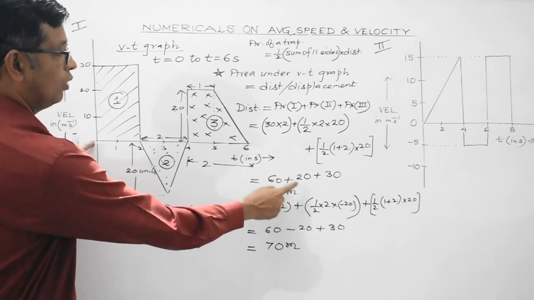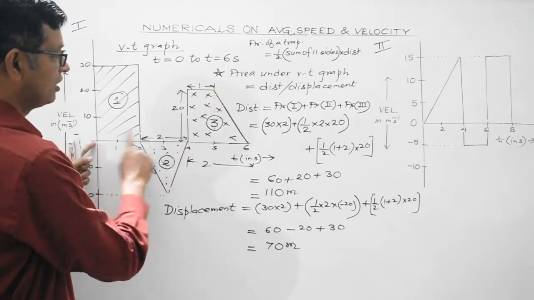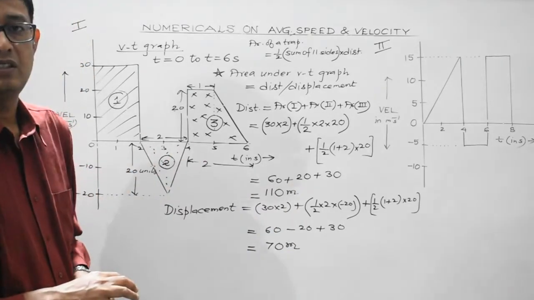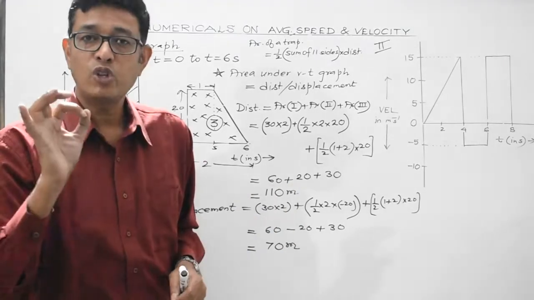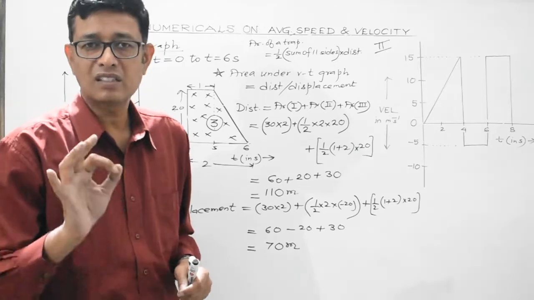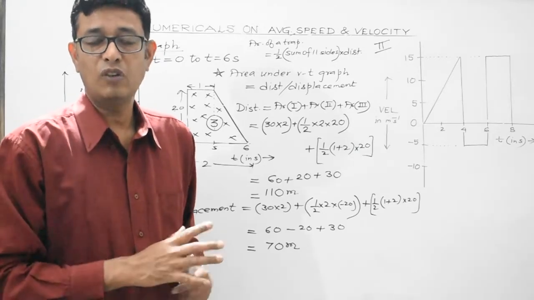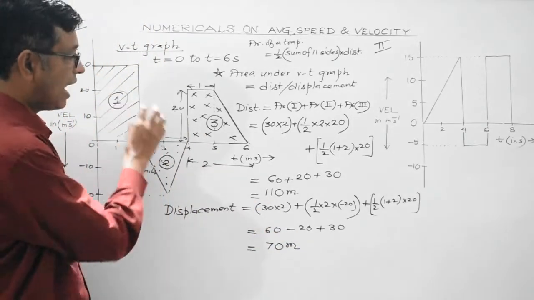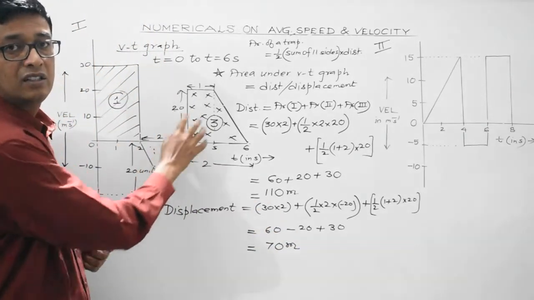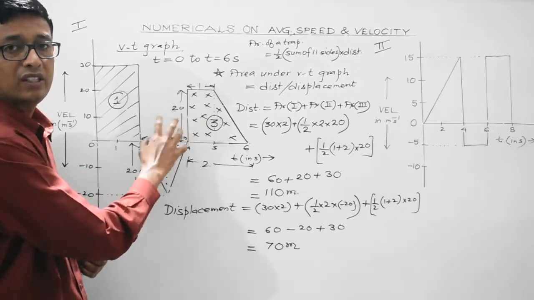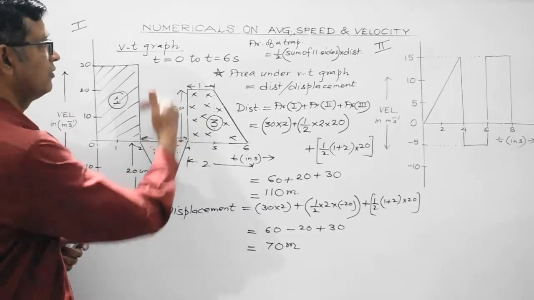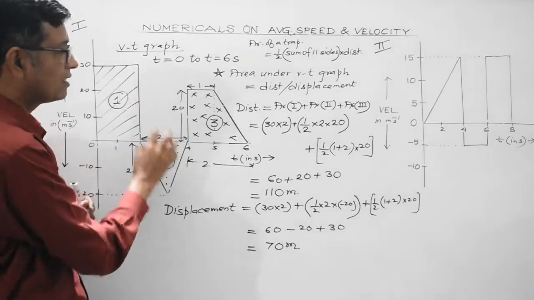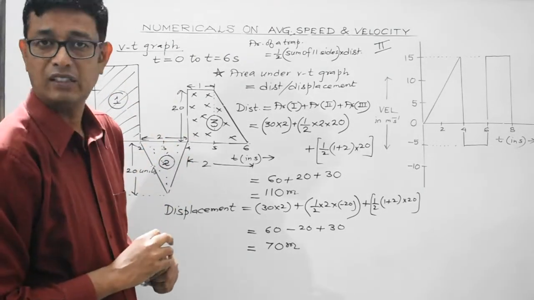110 meter, while the displacement covered by the body during the same time interval of 0 to 6 seconds is 70 meter. So, students, the point to be noted is that distance can't be negative. While finding distance through VT graph, we simply need to add the areas. It is of no consequence or immaterial whether the area falls in the first quadrant or in the fourth quadrant. You simply require to add the areas, right?